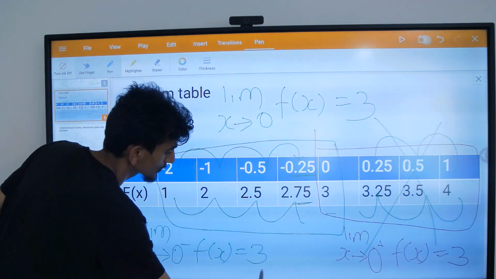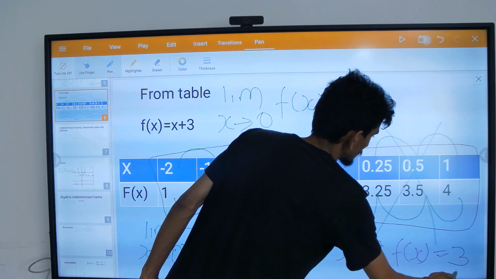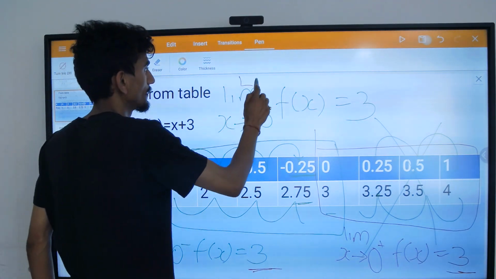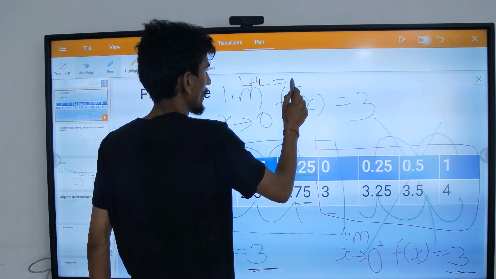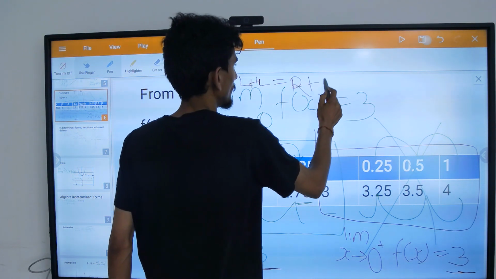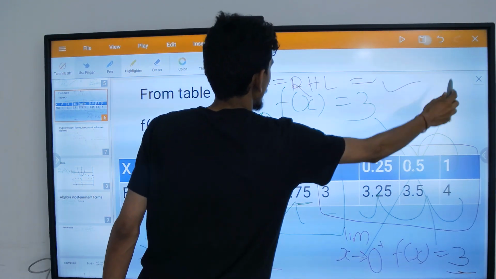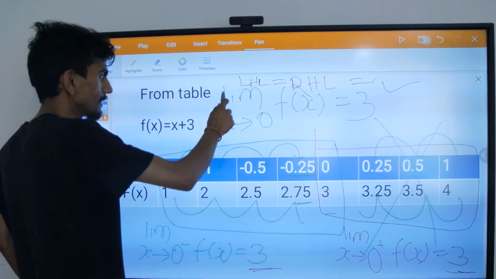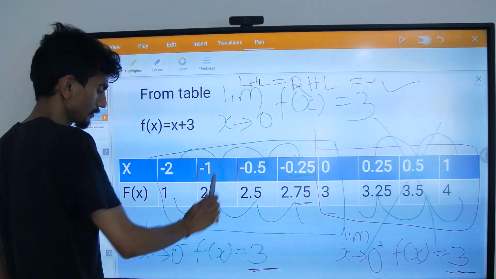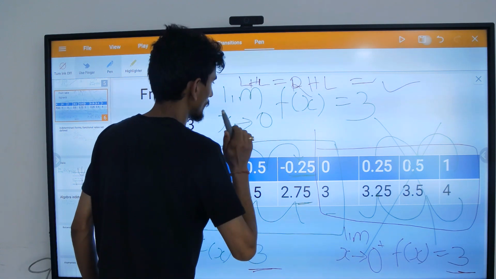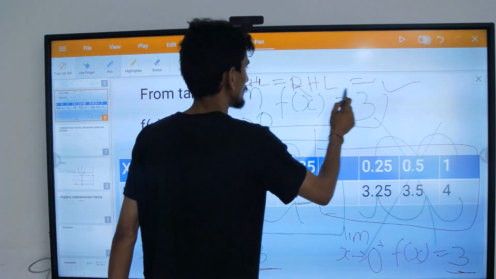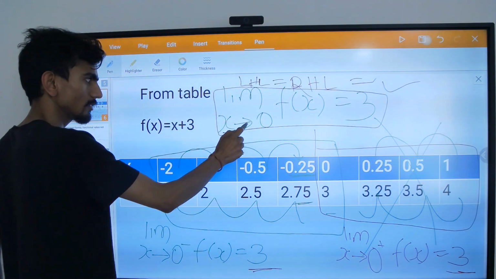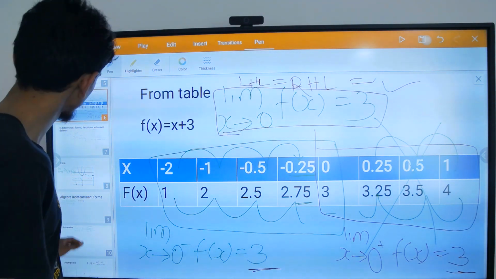You see, the left hand limit is 3, the right hand limit is also 3. When the left hand limit equals the right hand limit, we say the limit exists. In this case, we can write the limit as x tends to 0, not minus, not plus, of f(x) equals 3. So your limit as x tends to 0 is 3.